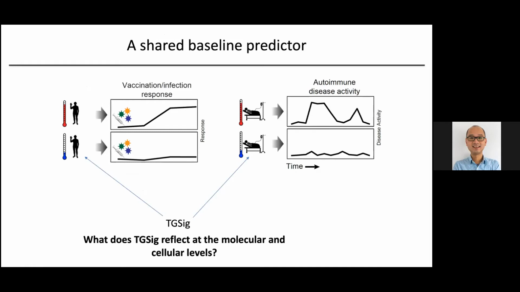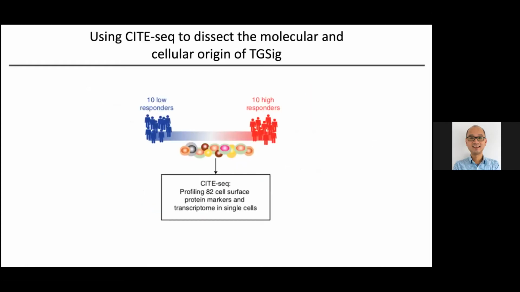So this is the next question then, right? What does this mysterious signature really reflect? So to look at this, a few years ago now, we used CITE-seq. It's a single cell analysis approach to start to profile these high and low responders. So we started out with the vaccine responders first to try to see, with this kind of whole blood transcriptomic signature at the single cell level, what do they really reflect, basically?